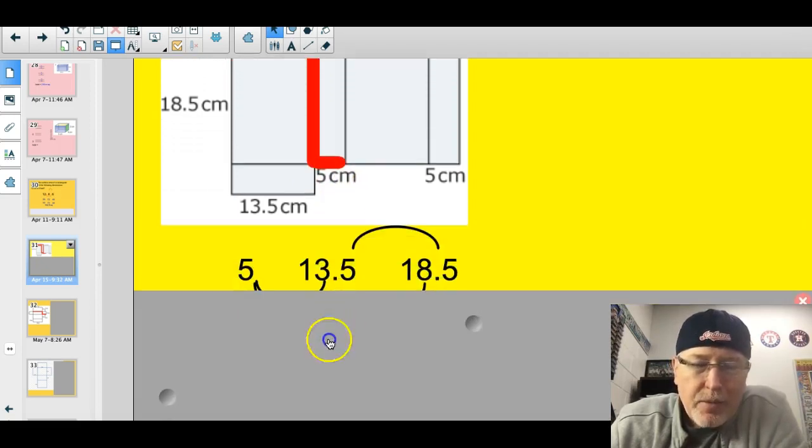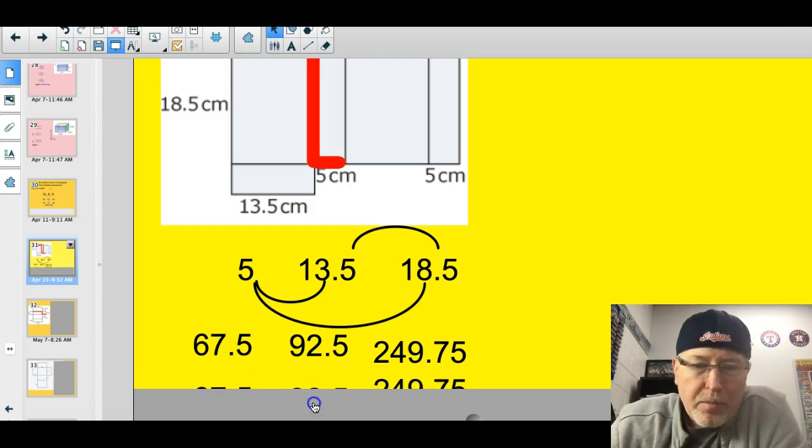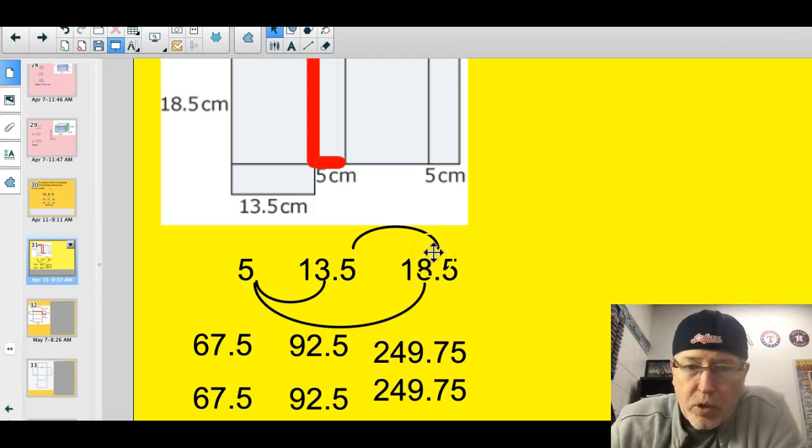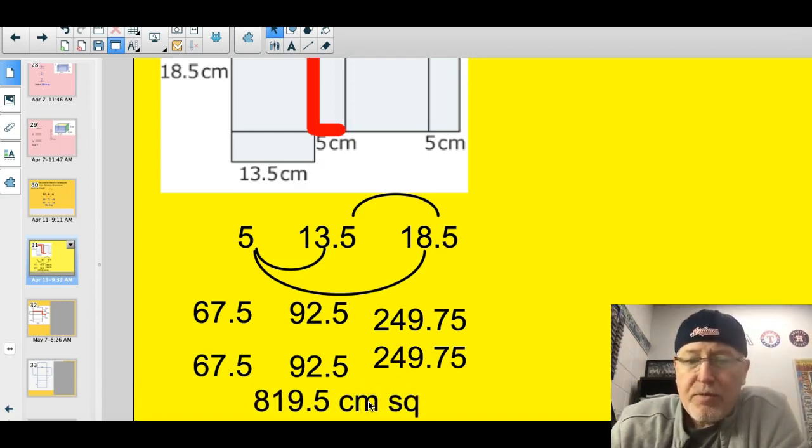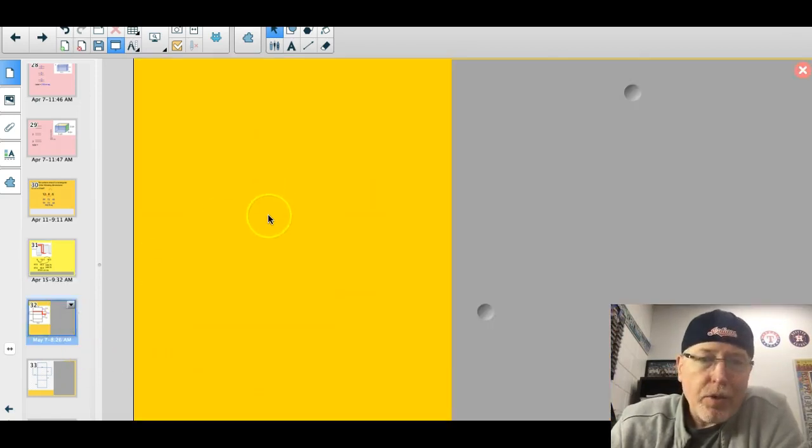And then I really like the speech bubble method for this because I can take 5 times 13.5. I get 67.5. I can take 5 times 18.5, that's 92.5, and of course I put each of those down twice. Then I come across the top, I do 18.5 times 13.5. I have 249.75, add those babies up, you've got 819.5 centimeters squared. Not bad, huh? Time for you to try a couple here.